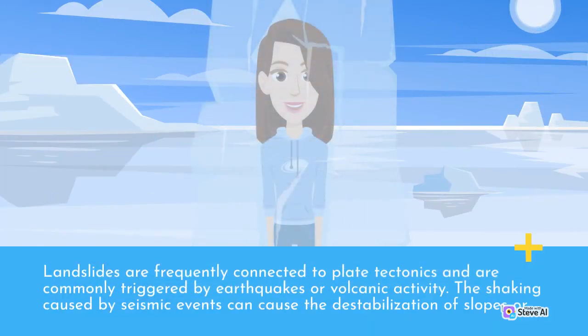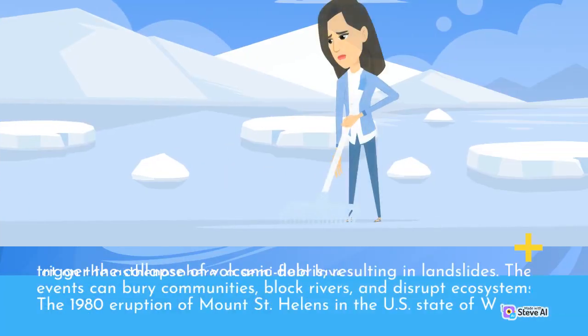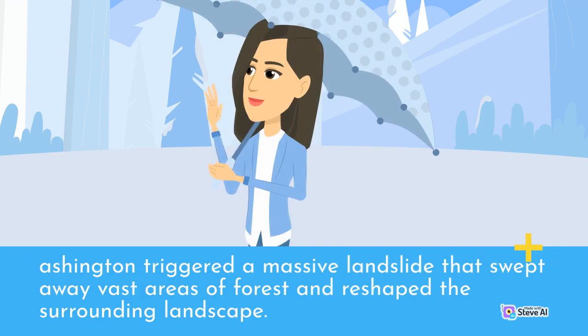Landslides are frequently connected to plate tectonics and are commonly triggered by earthquakes or volcanic activity. The shaking caused by seismic events can cause the destabilization of slopes or trigger the collapse of volcanic debris, resulting in landslides. These events can bury communities, block rivers, and disrupt ecosystems. The 1980 eruption of Mount St. Helens in the U.S. state of Washington triggered a massive landslide that swept away vast areas of forest and reshaped the surrounding landscape.